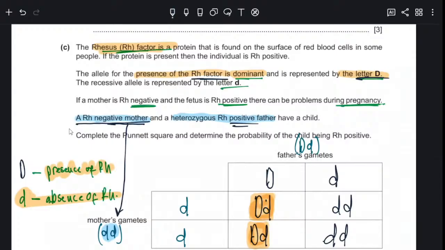So we have been told what the mom has and what the dad has. So this is the father, Mr. Roderick. We've been told the father is heterozygous. So that means he has upper D and lower d. Are we together, Roderick?